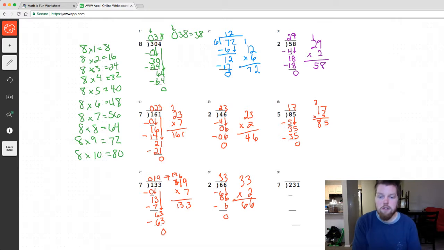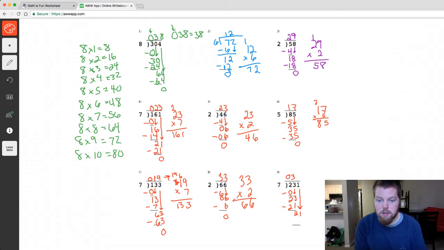And finally, 7 into 231. Can 7 go into 2? No, 7 times 1 is 7, so that's too much. It goes over. So we're going to put our 0 above the 2. 0 times 7 is 0. Do our subtraction. We get a 2 and bring down the next place value, which is 23. How many times can 7 go into 23 without going over? 3 times. 3 times 7 is 21. We'll do our subtraction. Have 2 left over, and we'll bring down the next place value.